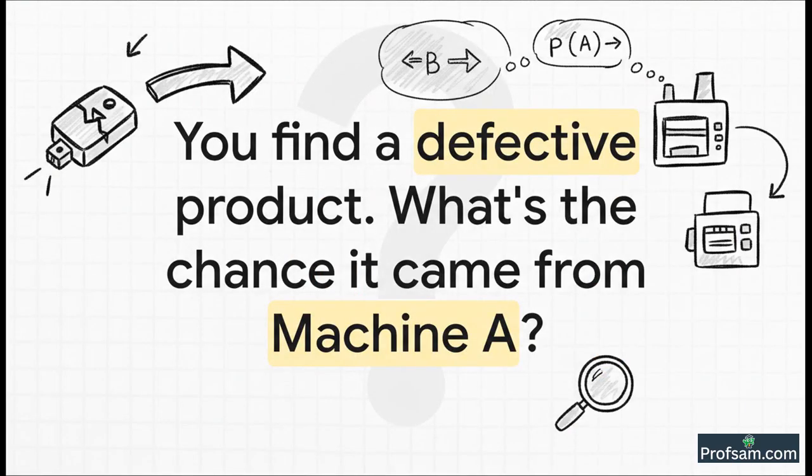Now, just think about this. Usually in class, the questions are like, if a product is from machine A, what's the chance it's defective? Simple enough, right? But what if we flip the question completely? What if we already have the defective product in our hand? We have the result, we have the evidence. How do we work backwards to find the probability of the cause? Well, today we are going to learn the mathematical way to solve exactly these kinds of reverse probability problems.